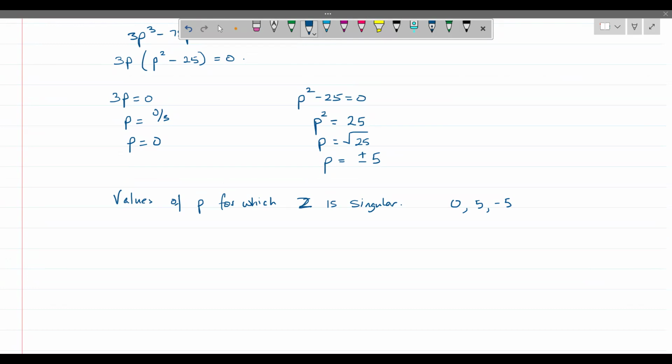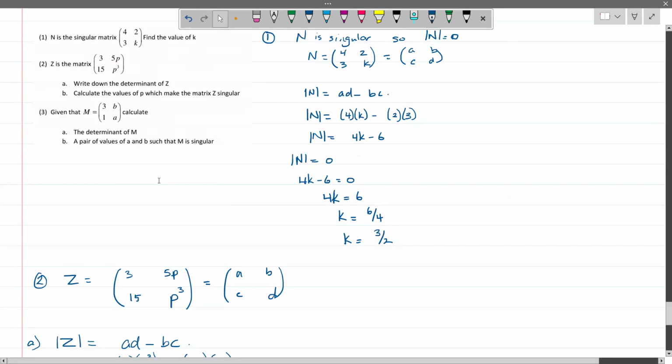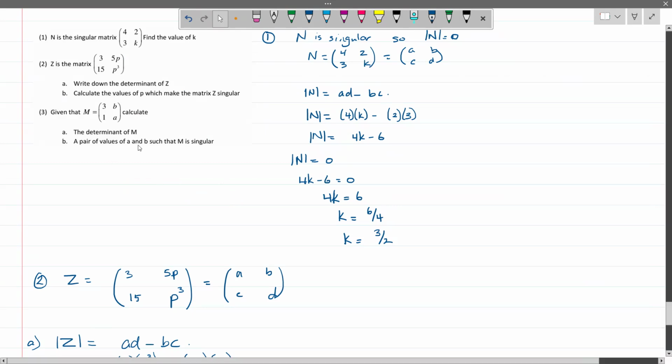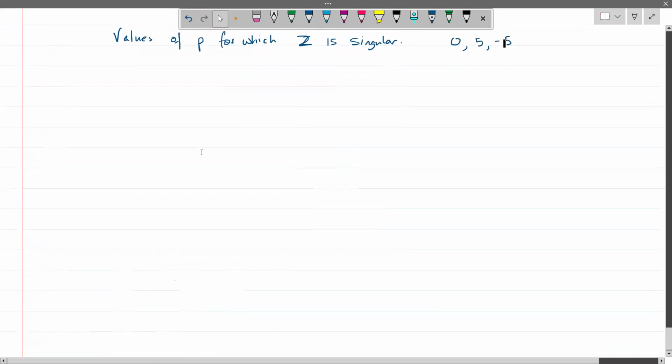Right? So doing the last one now. Given that M is equal to 3, B, 1, and A, calculate the determinant of M and a pair of values of A and B such that M is singular. So M is equal to 3, B, 1, and A.